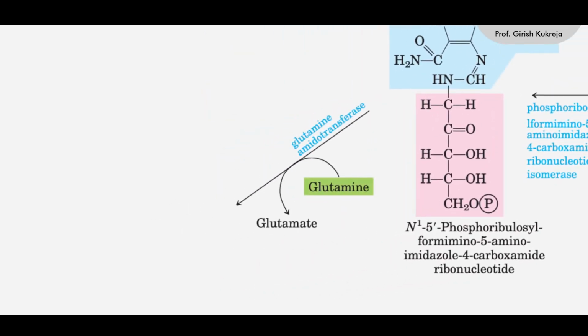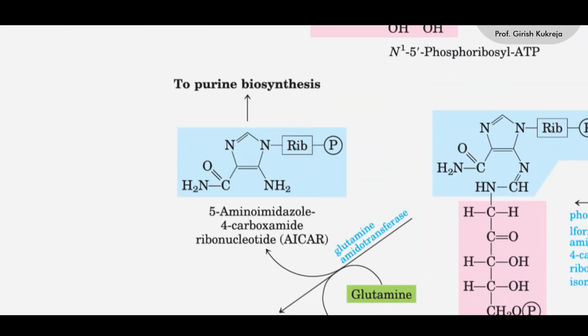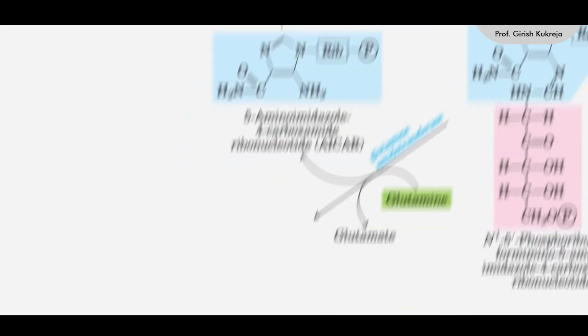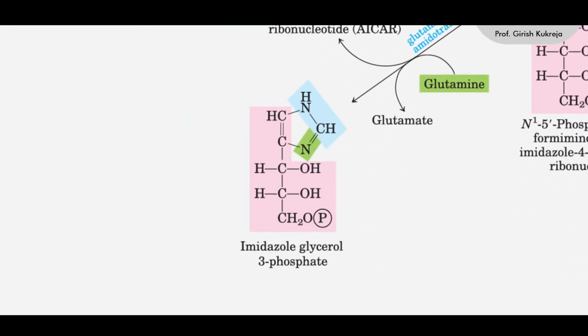In the next step, for addition of the nitrogen from glutamine, catalyzed by glutamine amidotransferase, glutamine donates the second ring nitrogen, and glutamine is converted to glutamate. There is removal of 5-amino imidazole 4-carboxamide ribonucleotide, AICAR, which goes for purine biosynthesis. It results in the formation of imidazole glycerol 3-phosphate.